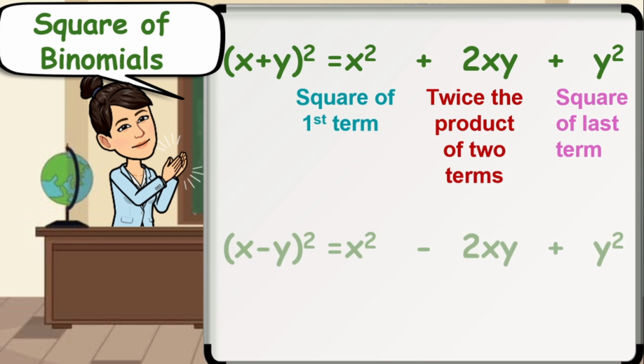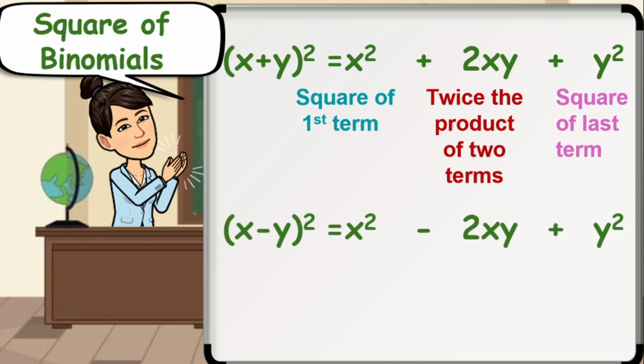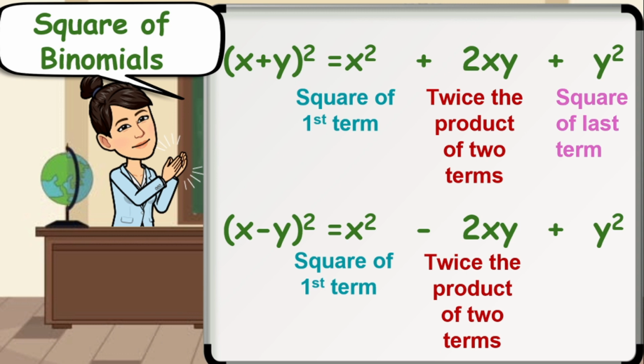Next, we have to get also the square of the binomial x minus y. So first, we have to square the first term, so that is x squared. And then twice the product of the two terms, so that is negative 2xy. And then square of the last term, so that is positive y squared. Therefore, the square of the binomial x minus y is equal to x squared minus 2xy plus y squared.